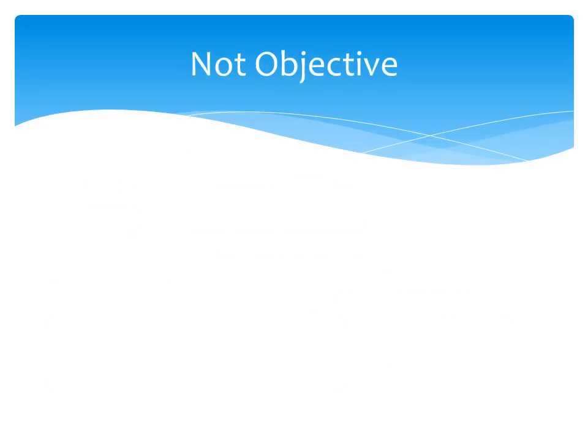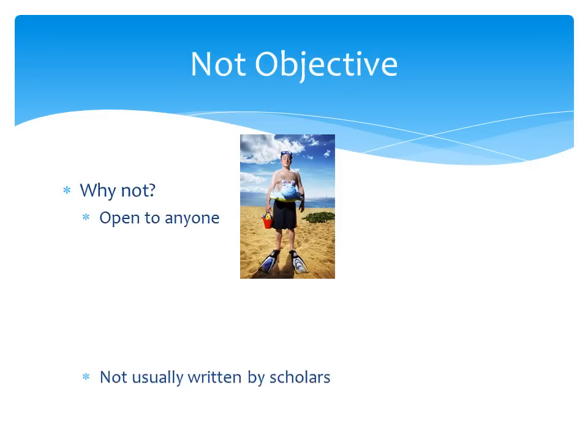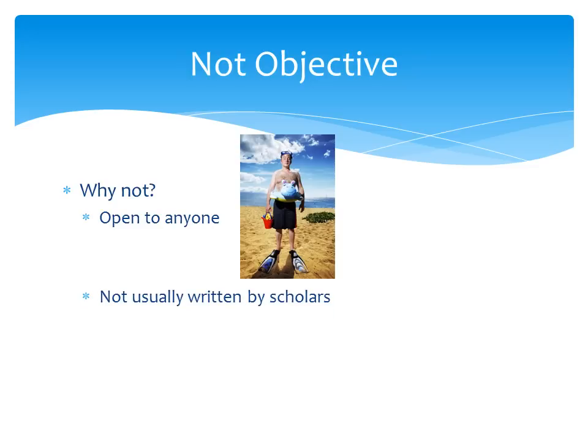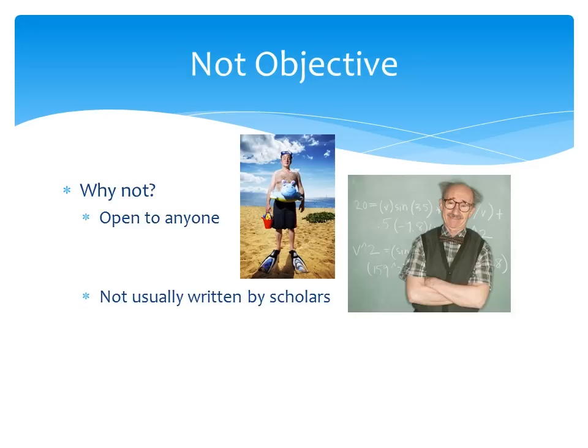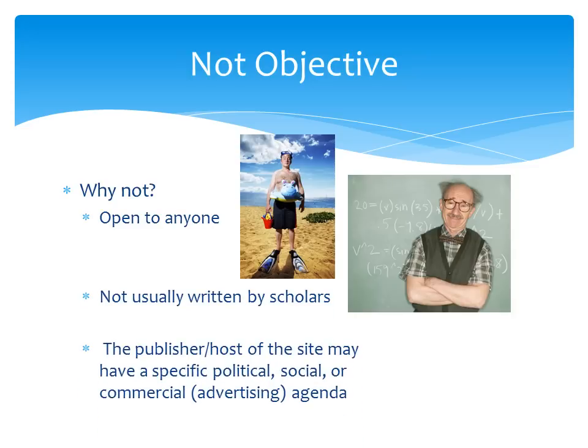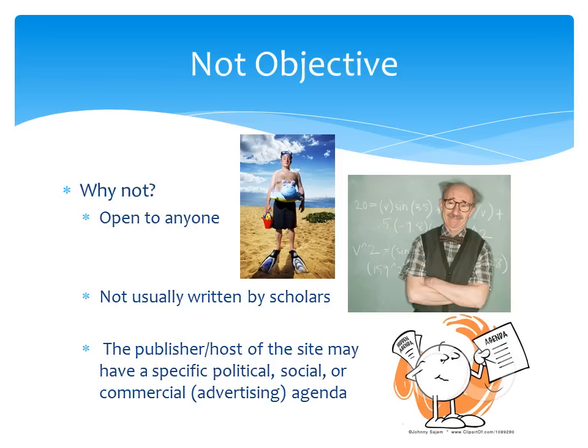So why are these sources not objective? Well, in the case of blogs, they're open to anyone. In the case of an editorial or opinion page, they're not usually written by scholars. And in the case of the political pages, the publisher or host of the site may have a specific political, social, or commercial, that's advertising, agenda.